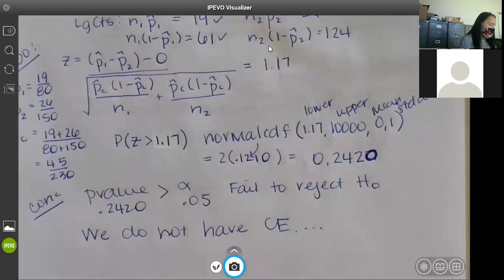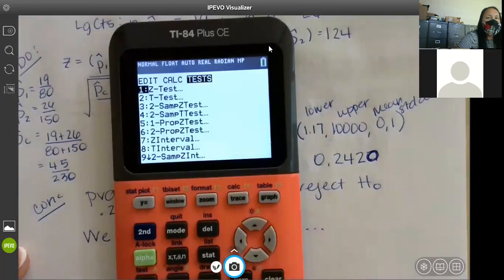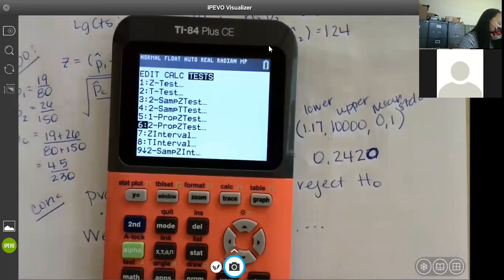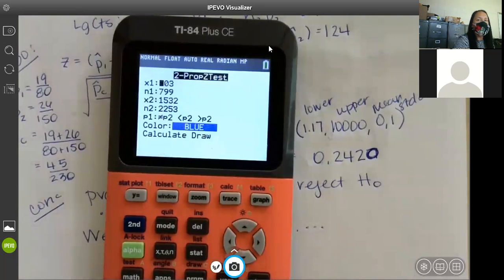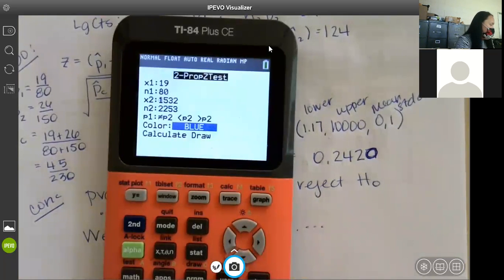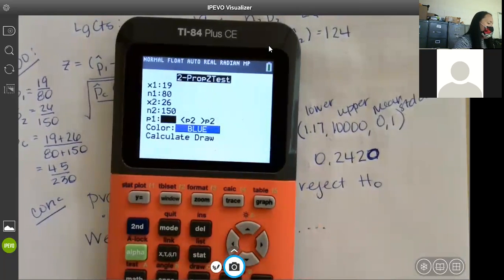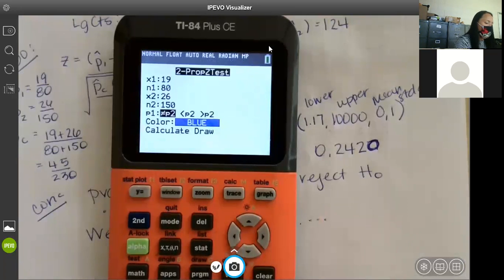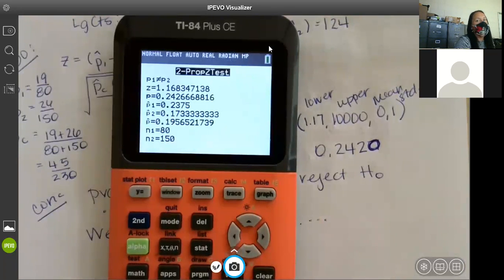If you wanted to do this on your calculator, you're going to go to stat and tests and a 2-prop z-test. X1 is going to be 19 because that's how many had not eaten breakfast. N1 was out of 80 students that they surveyed. X2 was 26 out of 150. We said not equal to. And we're going to calculate. And it gives you everything you need.